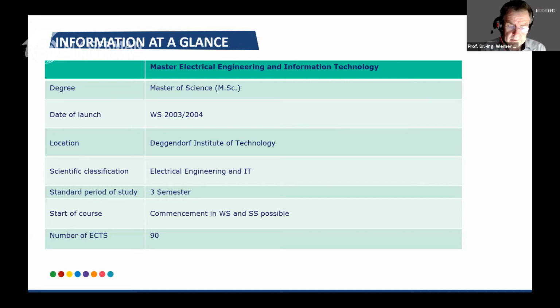The scientific classification actually is electrical and information engineering. You can start your studies in winter term and in summer term. So we have 2 intakes a year, and the total number of ECTS credit points is 90, which is equal to a 3-semester study program.